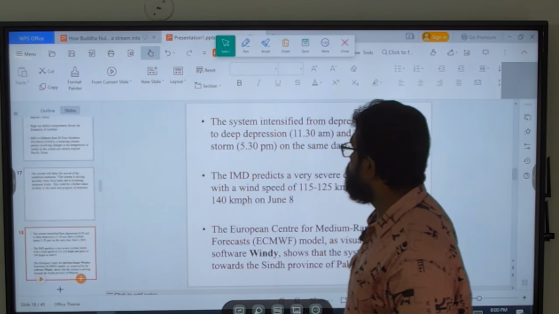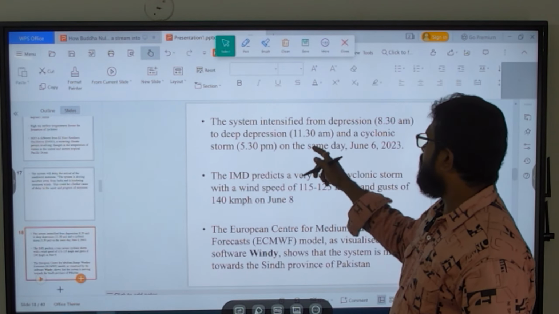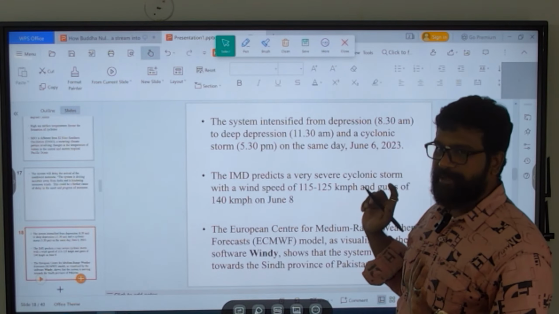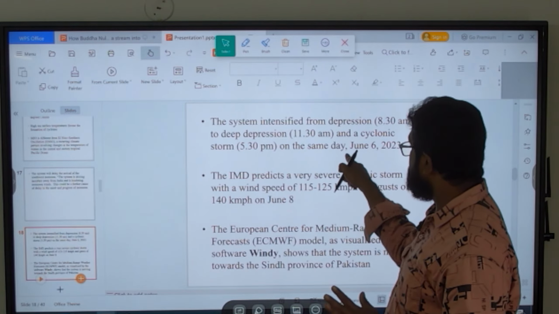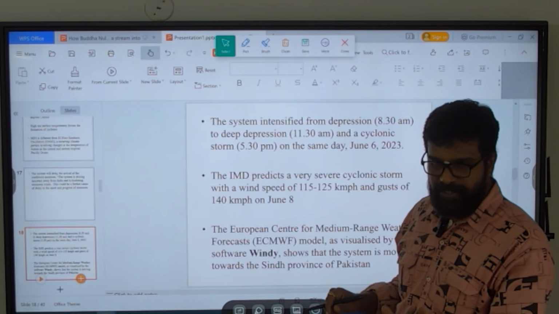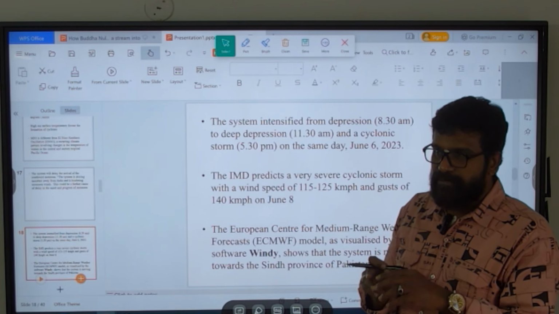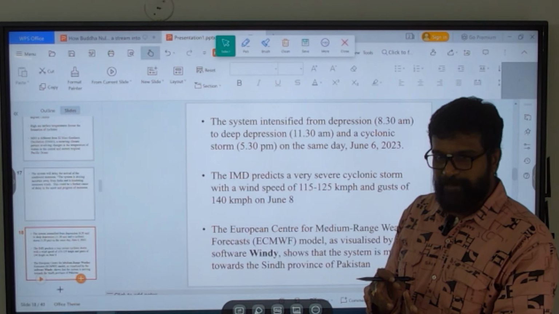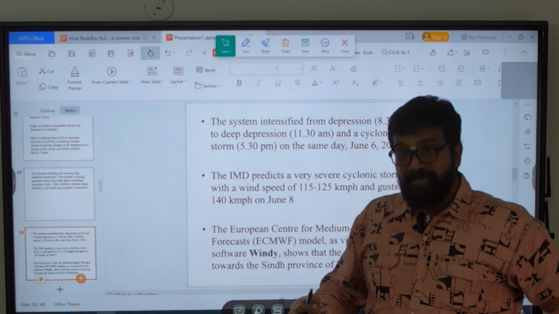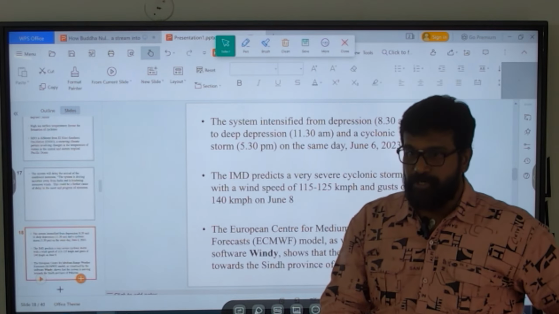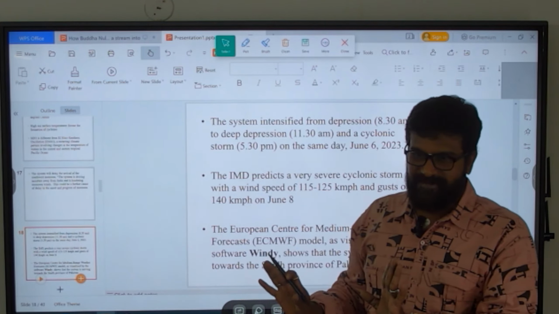So next you see this. I told you, the system intensified into a depression at 8:30 a.m., a deep depression at 11:30 a.m., and a cyclone was created at 5:30 p.m. on the same day. Actually, what it says is that inside the ocean, in a single day, when a depression has happened, it might suddenly convert into a cyclone. It doesn't take that much time. Sometimes, if there is a depression today, a cyclone might form a week later, or the cyclone may die in the sea itself. Right?